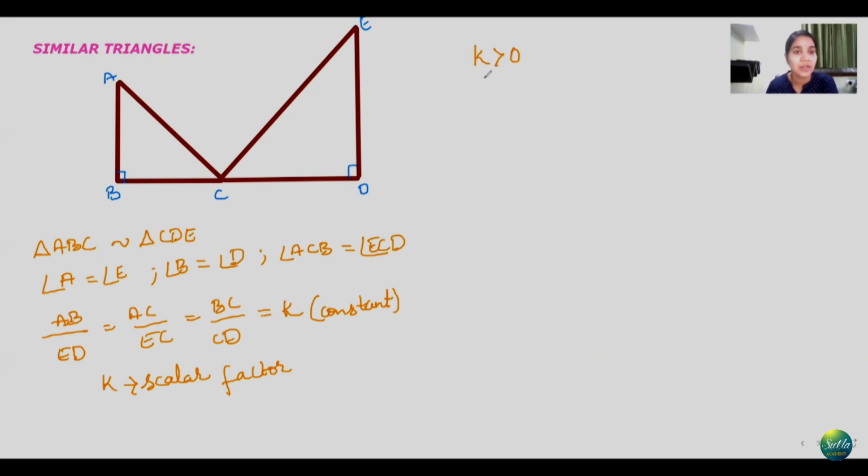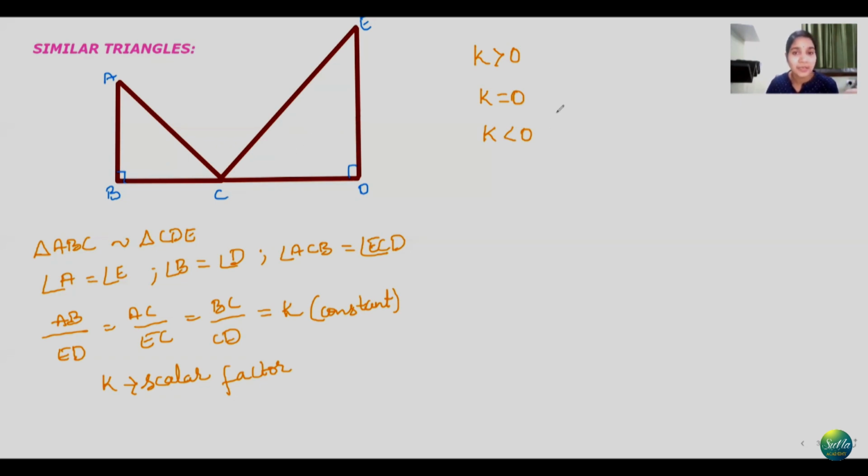Now if the scalar factor value is greater than 1, that means we can enlarge an object. We get an enlarged object of the original figure. If the scalar factor value is equal to 1, these two figures are the same, meaning their measurements are the same. If the scalar factor value is less than 1, when you take the original picture you get a diminished figure, a smaller figure than the original. So whether you get a larger one, the same one, or a smaller one depends only on the scalar factor.